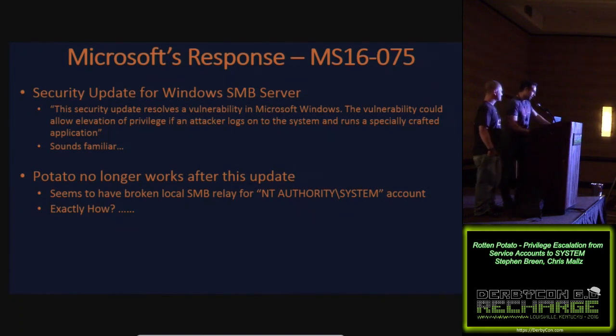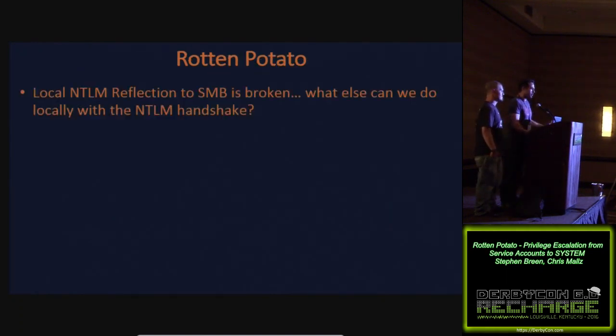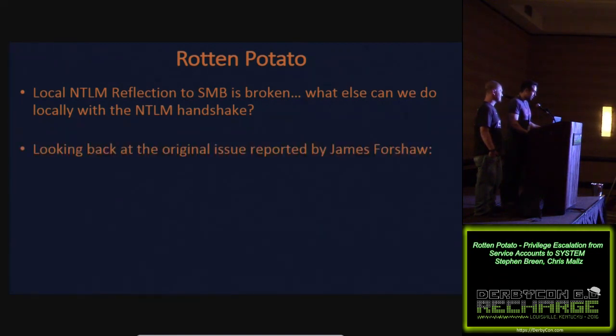Yeah, so like we said, what we were doing before was taking local NTLM authentication from the NT Authority System account, which was trying to authenticate to our local host, and we were trying to reflect that back to the local SMB listener to get command execution. That's broken, so what else can we do? Again, we refer back to this issue reported by James. This is all in there. He says you can NTLM relay to the local SMB service. That's what we did, and they patched it.